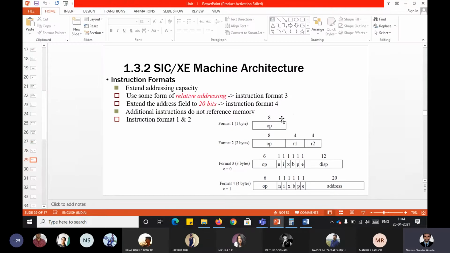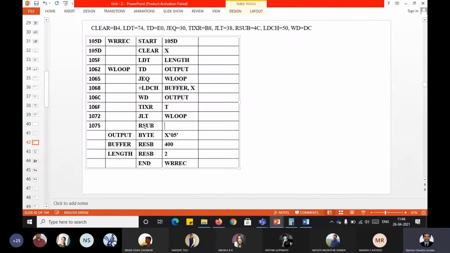I repeat, by looking at the format 1 instruction, you can say RSUB is a format 1 which has only opcode, no operand. You can say it is format 1, but I will say this as a format 3. Why should I consider this as a format 3? My dear students, understand this. Why you should consider this as a format 3: what is the functionality of RSUB? It is return from subroutine.